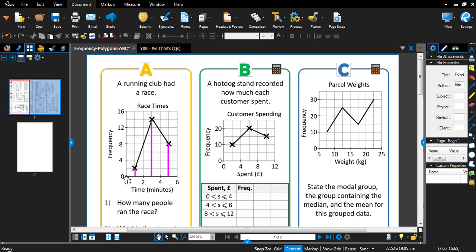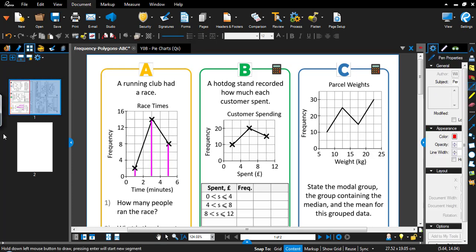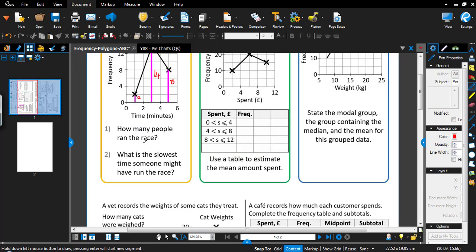So this is 2 because this is 0 and this is 4. So we have 2 plus 14 plus 8. So this value is 2, this is 14, and this is 8. So we just add them together. 2 plus 8 is 10, 10 plus 14 is 24. That's it. What is the slowest time someone might have run the race?